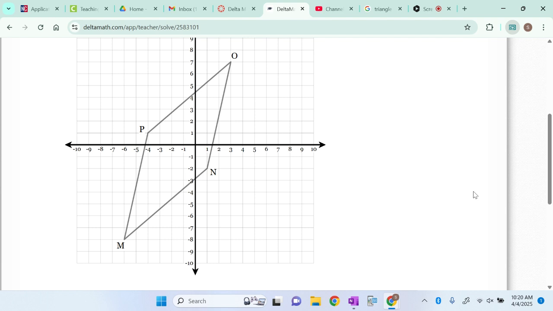7 squared plus 6 squared is equal to c squared. So 49 plus 36 is equal to c squared. So that would be 85. Take the square root. Square root of 85 is equal to c. So we got 3 sides that are congruent. Then we just got to show the last one.